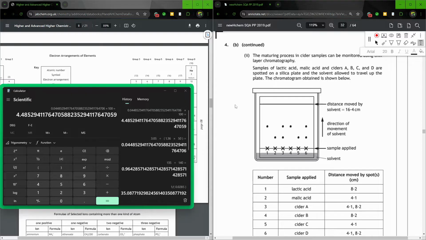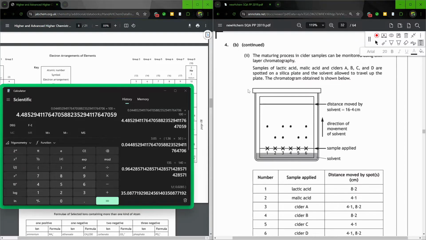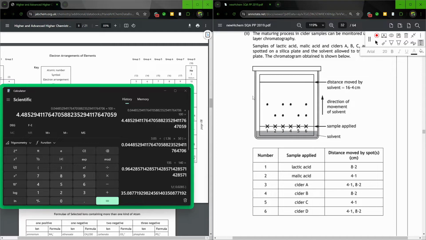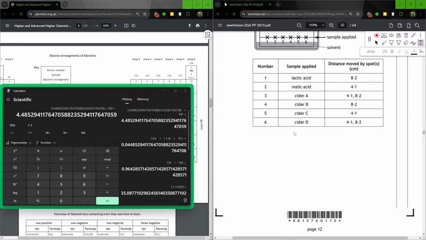The maturing process in cider can be monitored using thin layer chromatography. Samples of lactic acid, malic acid, and ciders A, B, C, and D are spotted on a silica plate, and the solvent is allowed to travel up the plate. The chromatogram obtained is shown below. You can see here it's got things going up. So basically, heavier things stay in the sample for longer, I believe. Excuse me. But yeah, we don't need to worry about that too much. We can just go and start running in.